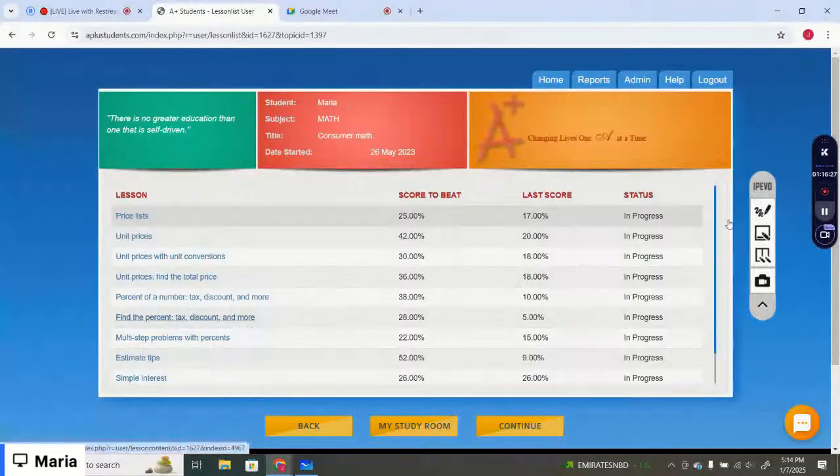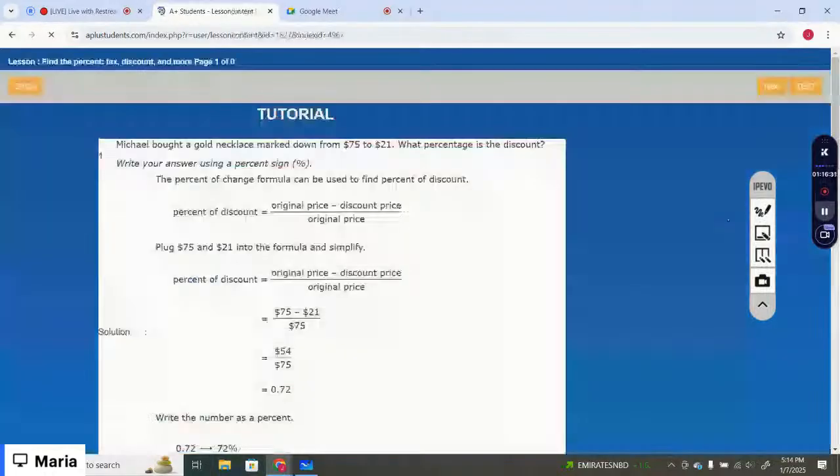The next lesson is find the percent, tax discount, and more. Let's just start with an example. Michael bought a gold necklace marked down from 75 to 21. What percentage is the discount?